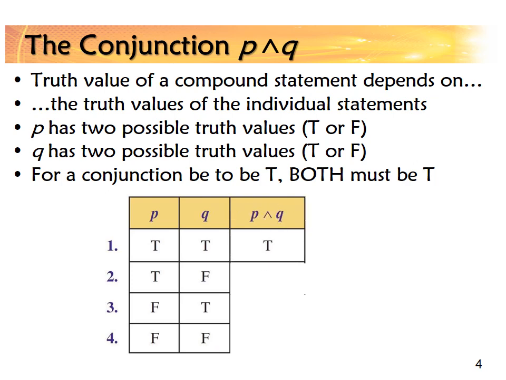So P and Q, remember, both have to be true for the statement to be true. So there it is, true, but in every other instance it's false, because at least one of the 2 truth values of the statement is false. Okay?